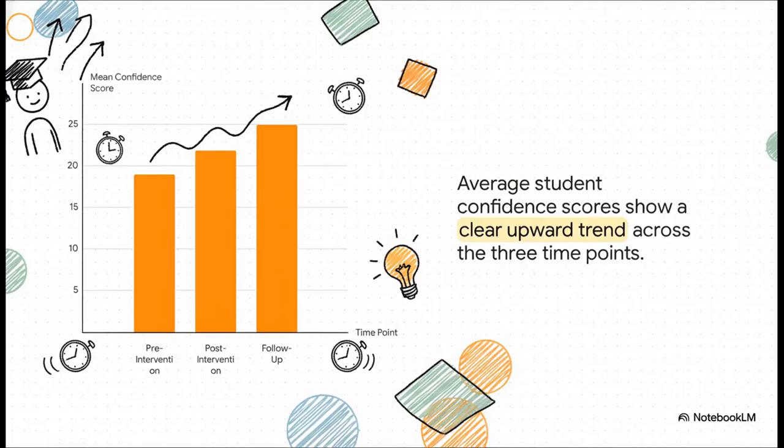Now, even before we run any fancy stats, just look at the data. You can see the story taking shape right there in the chart. The average confidence score starts down at 19, it jumps up to almost 22 right after the program, and then it keeps on climbing all the way to 25 3 months later. The data is telling us something, but now we need the ANOVA to prove it.